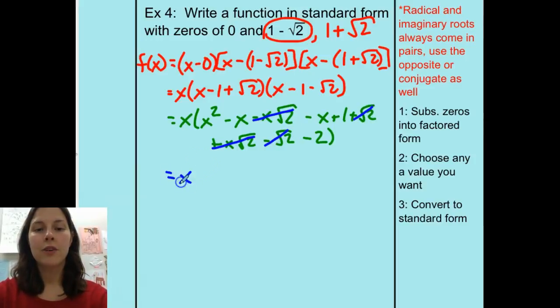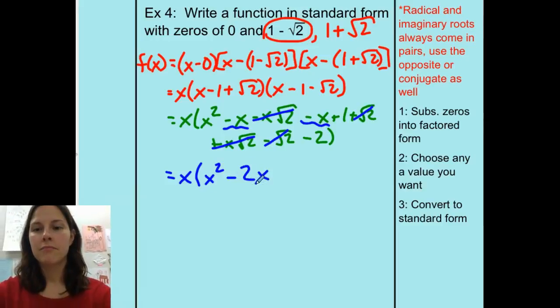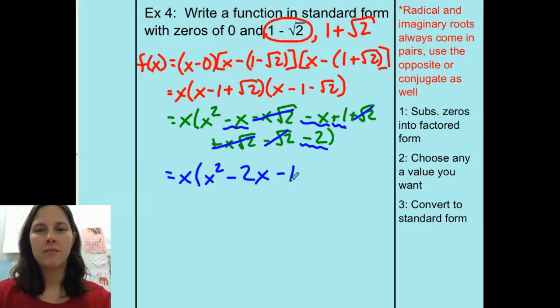Keeping that x out front and combining any other like terms, we have x squared minus x is negative 2x. Negative 2 plus 1 minus 1. Finally, we'll distribute that x and finish off our polynomial.